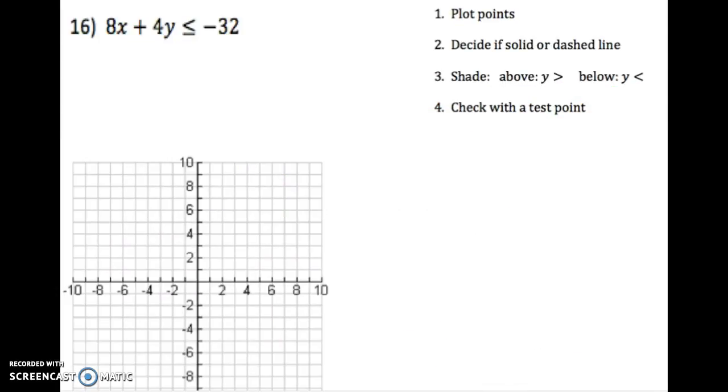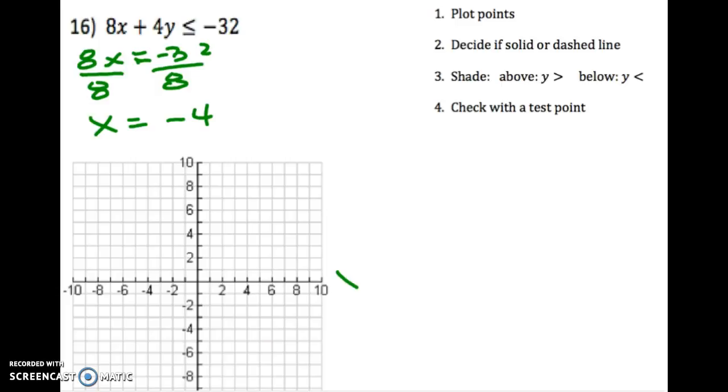Problem 16 is written closer to standard form, so we can go to the intercept method. Remember, to find the x-intercept, we know that the y is going to be 0, so we can just drop the y part of the equation and just do the x part. So we want to check, start with 8x equal to negative 32. Divide by the 8, and we'll get x equals negative 4. So on the x-axis, we want to go to negative 4, plot a point.